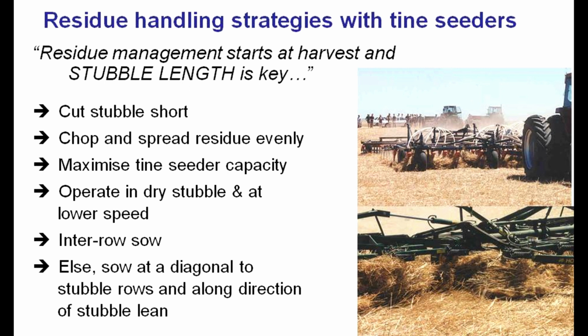The main thing with the tine seeders, that's the first part of the talk for me today. The key word here is stubble length, and that's really what drives the capacity of tine seeders. So anything to reduce stubble length is relevant: cutting short at harvest, chopping and spreading residue evenly. We'll look at ways to increase the capacity of seeders as well, but essentially it's the balance between what the seeder can do and what you have in the paddock.